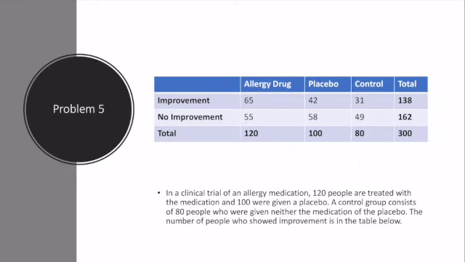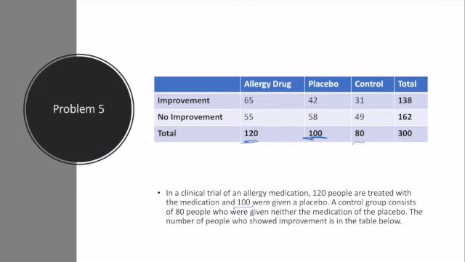All right, so let's take a look at problem 5. In a clinical trial of an allergy medication, 120 people are treated with the medication and 100 were given the placebo. And we can see that here. We have 120 total who got the medication and 100 were given the placebo. A control group consists of 80 people who were given neither the medication or the placebo.